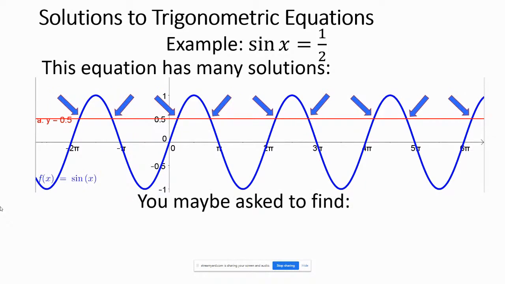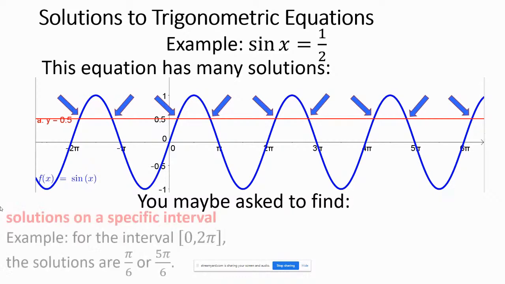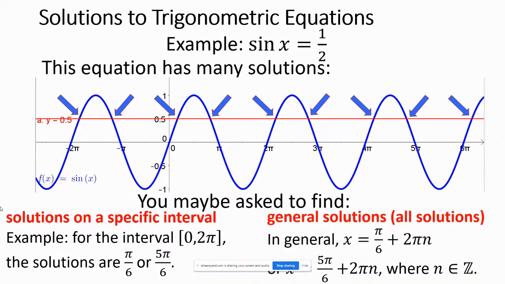You may be asked to find, there are two things. When your teacher asks you to solve, first, you may be asked for solutions on a specific interval, for example, the closed interval from 0 to 2 pi. Why is it usually the closed interval 0 to 2 pi? Because that is one complete period for certain functions. For example, the solutions for the equation sine x is equal to 1/2 on the closed interval 0 to 2 pi are pi over 6 and 5 pi over 6. Next slide.